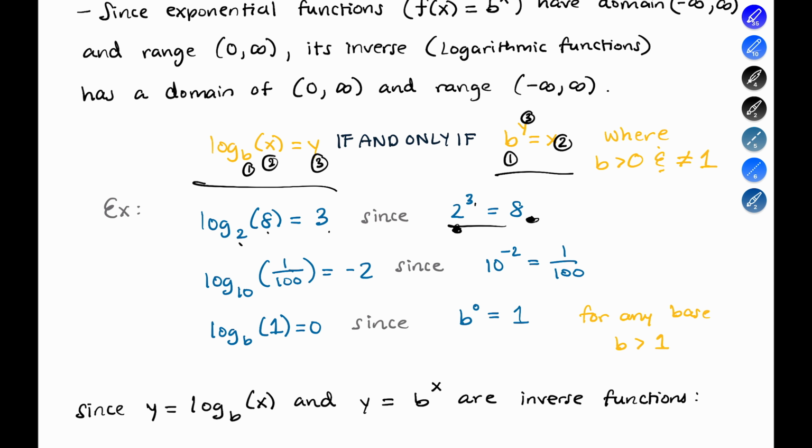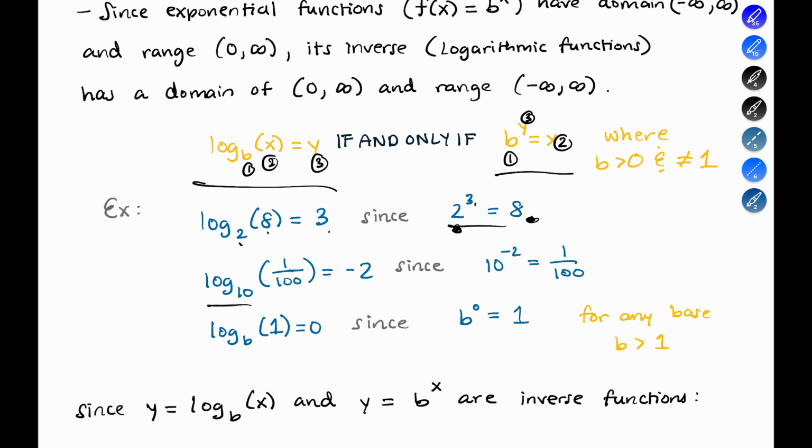Alright, now we have another example. So we have log base 10 of 1 over 100 is going to be equal to negative 2. And that works since 10 to the power of negative 2 is 1 over 100.